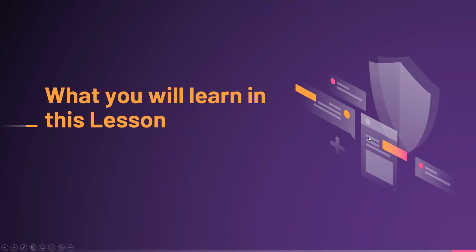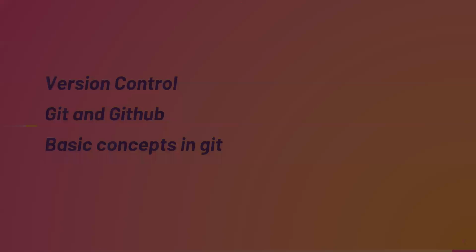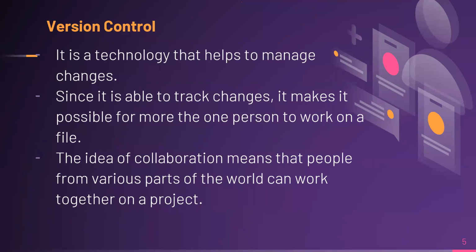So in this lesson, we're going to be looking at version control, what it is, and we'll look at a typical example of a version control technology, which is Git. We'll also look at GitHub, what GitHub is, and we'll also look at some basic concepts that come with the Git technology.